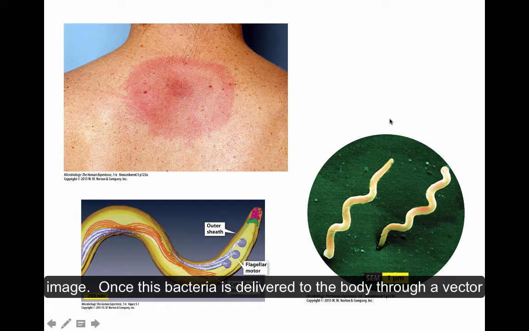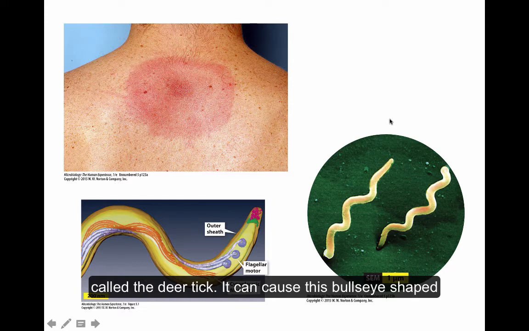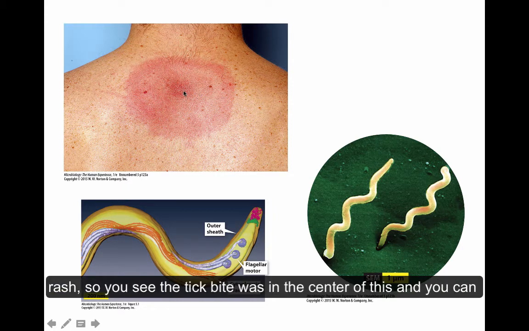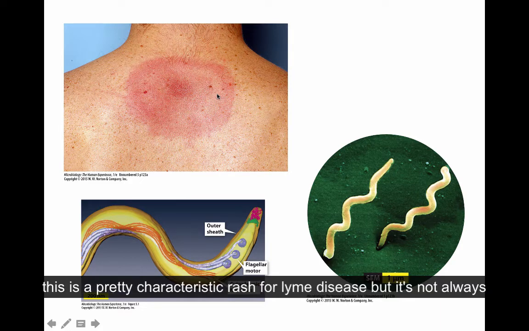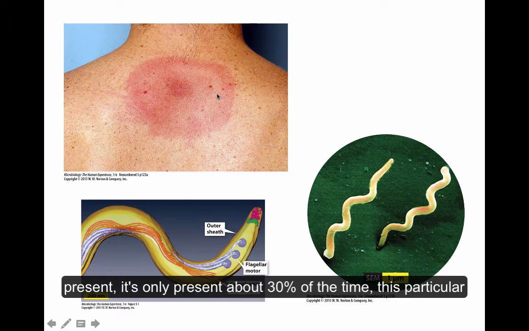Once this bacteria is delivered to the body through a vector called the deer tick, it can cause this bullseye-shaped rash. So you see the tick bite was in the center of this. You see sort of a darker red, and then there's these concentric circles on the outside. This is a pretty characteristic rash for Lyme disease, but it's not always present. It's only present about 30% of the time.